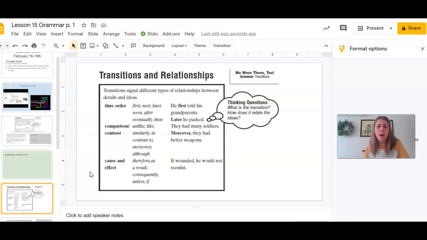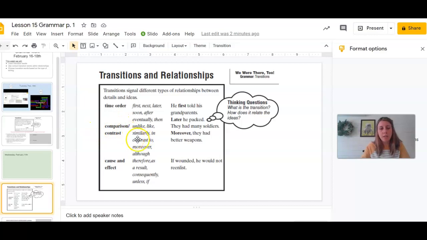When we think of time order, we think of sequence, so the order in which things happen. Often we're talking about writing directions, or maybe we're telling a story about our day. That was when we would use time order. So you would use words like first, next, later, soon, after, eventually, then. These would be examples of time order words, or sequence words, or chronological, okay? All of those things that we've talked about that mean time order. Chrono meaning time, chronological, time order.